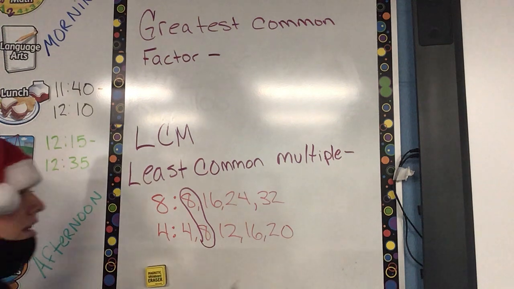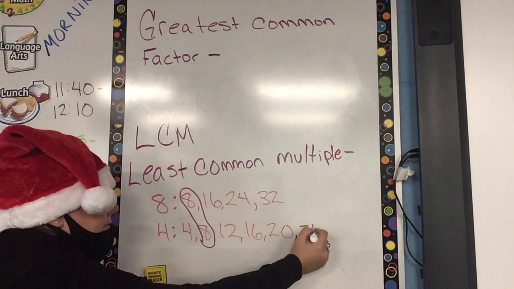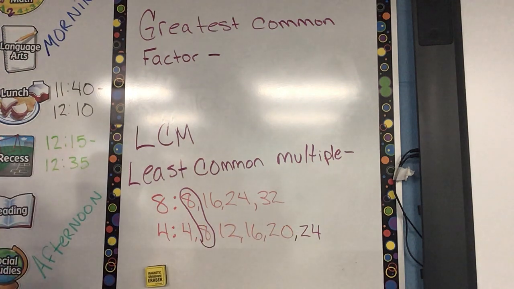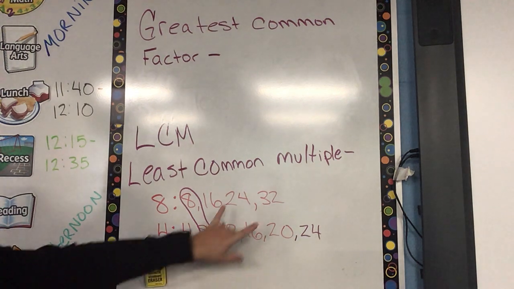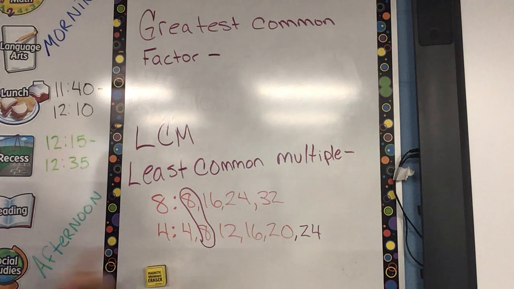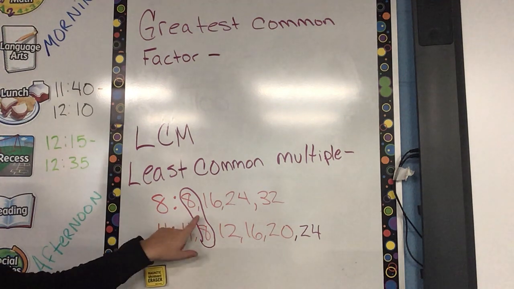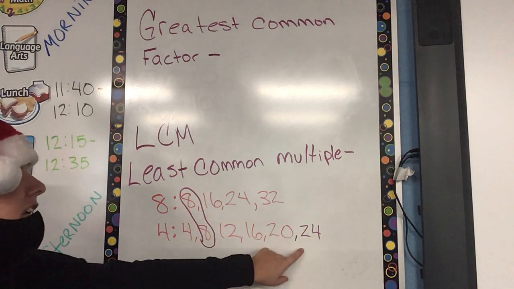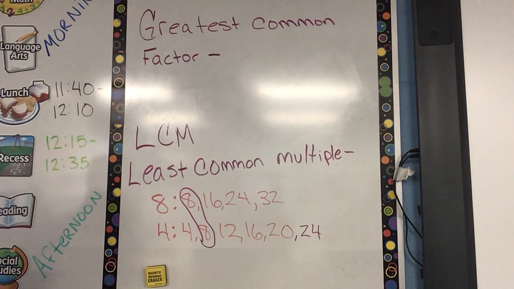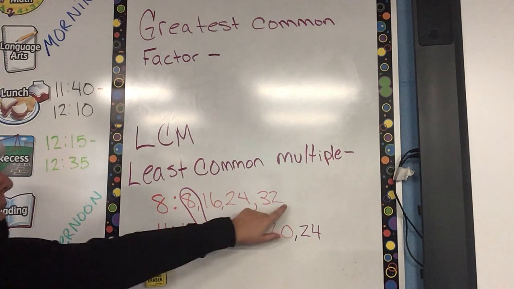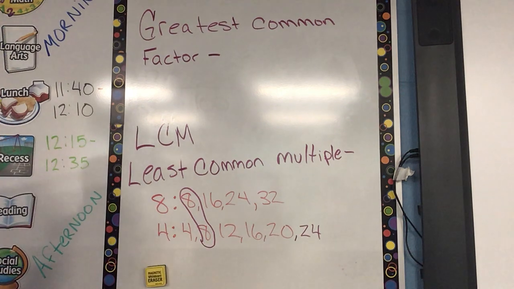Okay. Do they also both share a 24? Yes. But is that my least? No. Least meaning my smallest. Yes, they share 24. That's a common multiple, but not the smallest one. Now, I had you guys stop here at 4 multiples. Here we did 6 multiples. You might have to keep going. If we didn't have 8 and we didn't have 24, we might have to continue on with this list.